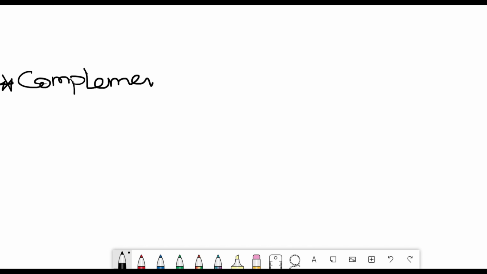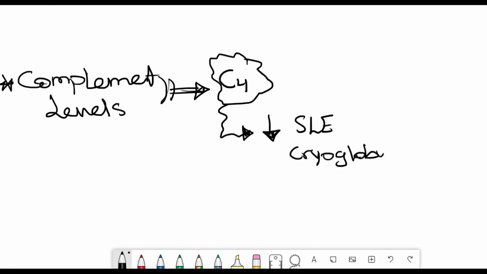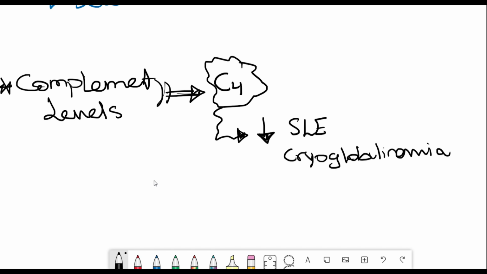Last thing I want to talk about is the complement levels. It can be helpful in differentiating different rheumatologic diseases from others. Specifically here, I'm talking about the C4. It can be low in diseases like SLE and cryoglobulinemia, as well as Wegener's granulomatosis and other diseases. Now, we'll talk about these diseases later on, and we'll talk more about these labs and how we can use them to approach and diagnose different rheumatologic diseases.